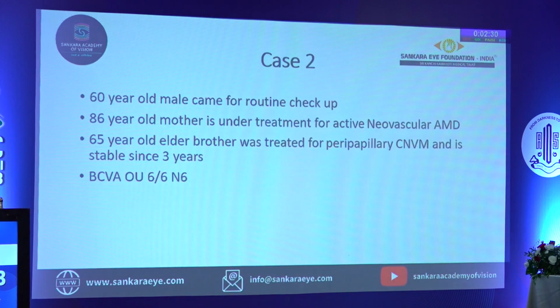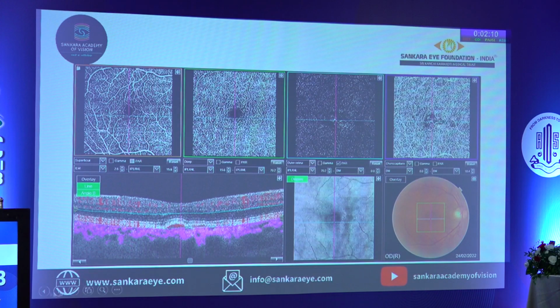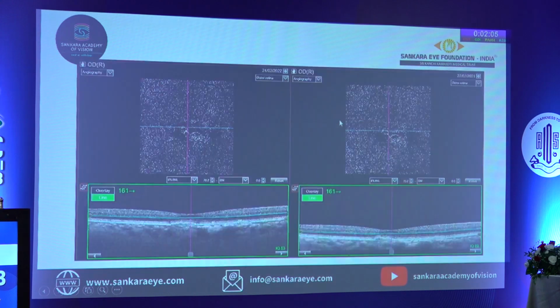The second patient was a 60-year-old male. His 65-year-old brother was treated by me for peripapillary CNVM, and his 85-year-old mother was also treated for frank neovascular AMD. BCVA was 6/6 in both eyes, and there was a subfoveal RPED, which prompted me to do OCT angiography. You can see the flow signal in the B scan, and also a neovascularization in the outer retinal slab. This was followed up for almost 6 months, and there was no growth in the neovascularization.